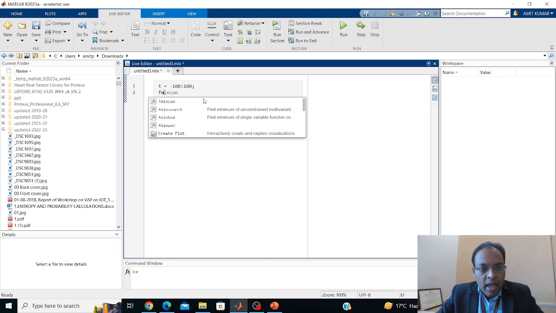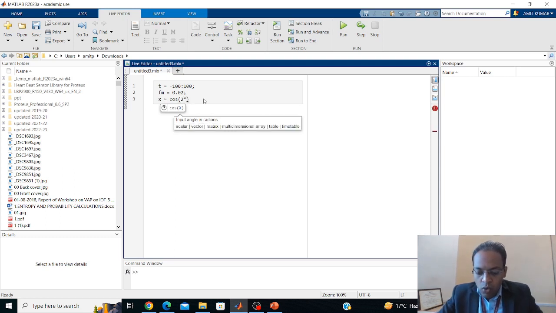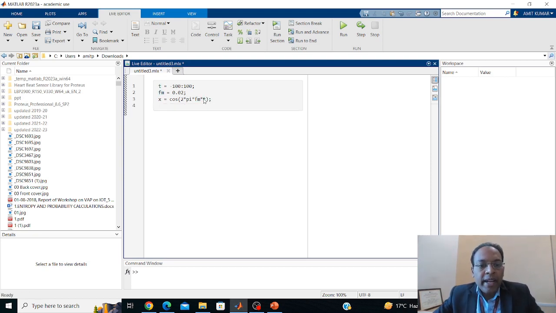So let us assume that fm is equal to 0.02 hertz. We are assuming. So now we have to write the mathematical function to plot the amplitude of the signal. So x is equal to cos omega t. Omega t is nothing but 2 pi fm t. So this fm and t we have already assumed. And after this, we have to draw the graph.